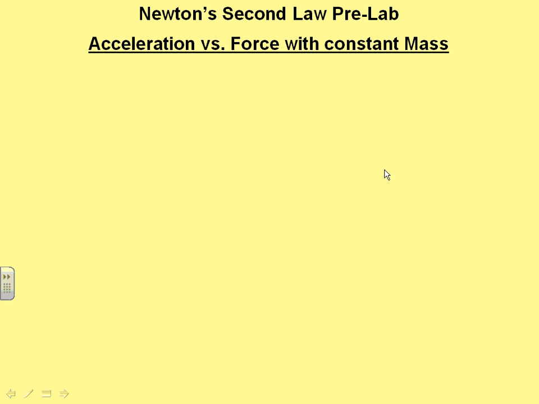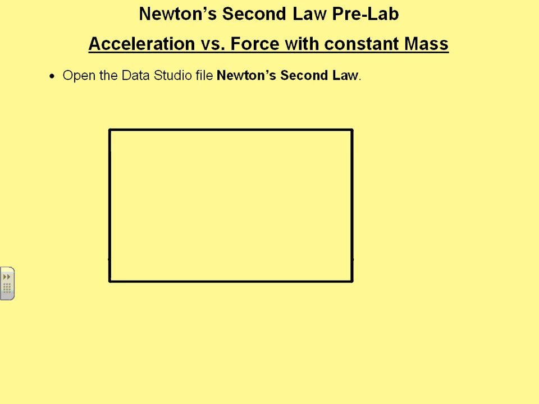Acceleration versus force with constant mass is the first half of the lab, and then acceleration versus mass with constant force. So let me talk you through a few of the things that we're going to do here. First of all, the Data Studio file, as you may expect, is called Newton's second law, and it's a big velocity time graph like I just showed you.